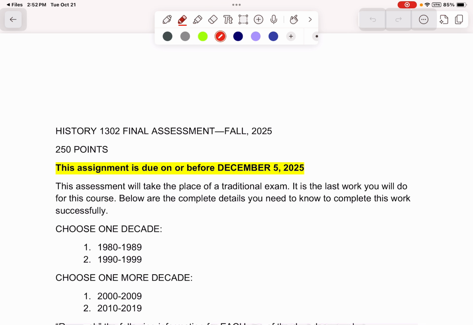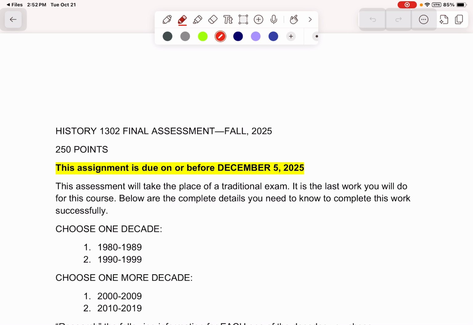Hello everyone, 1302. Speaking to you today about your final assessment for the fall semester of 2025. Now, this is not going to be a final exam in a traditional sense of the word. It is what we call in the teaching lingo an alternative assessment.